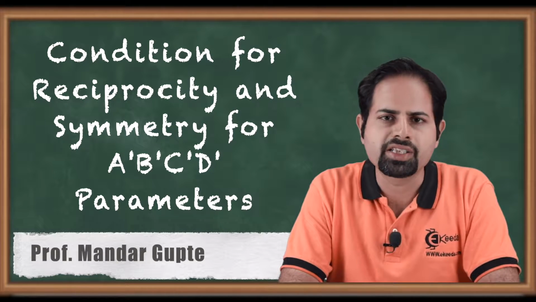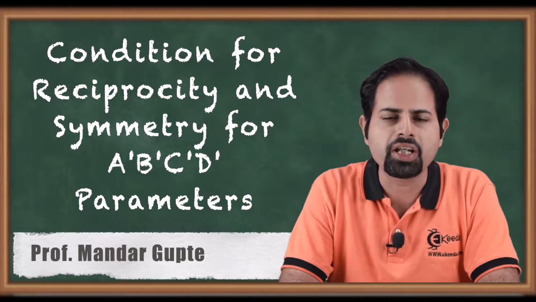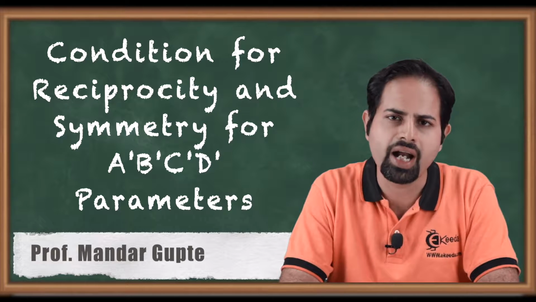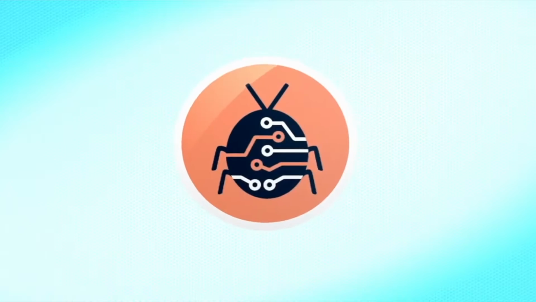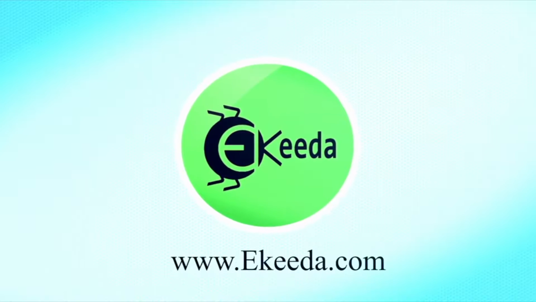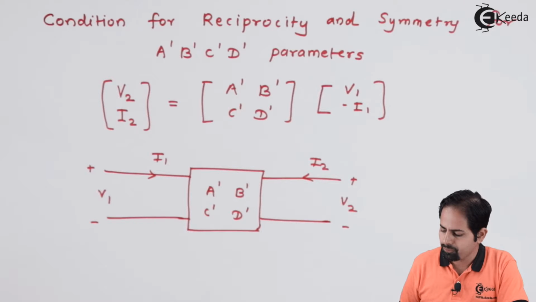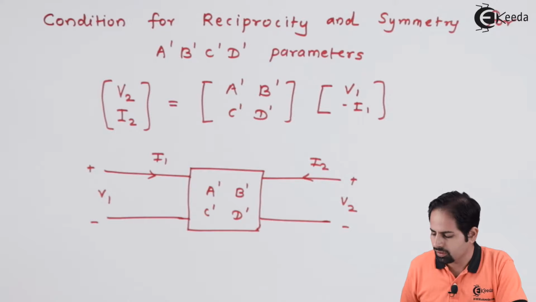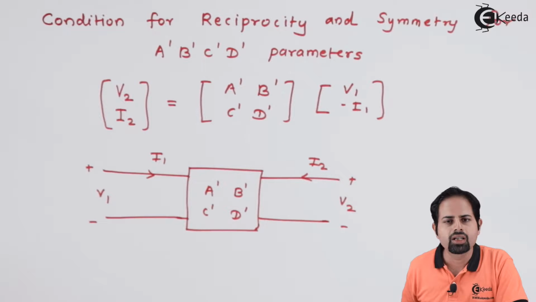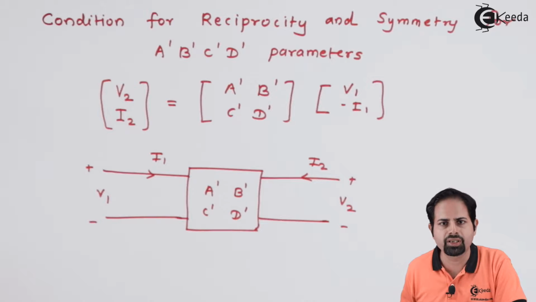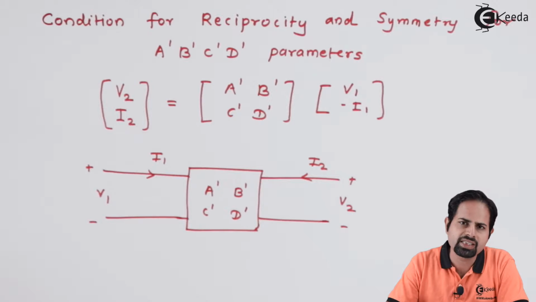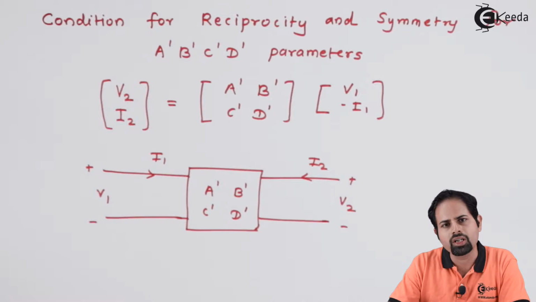Today we will see reciprocity and symmetry condition for inverse transmission parameters, which are called as A dash, B dash, C dash and D dash parameters. Here you can see I have drawn a two-port network which can be written with A dash, B dash, C dash and D dash parameters. These are all inverse transmission parameters. And now we want to prove reciprocity condition as well as symmetry condition. So let us go first for reciprocity condition.